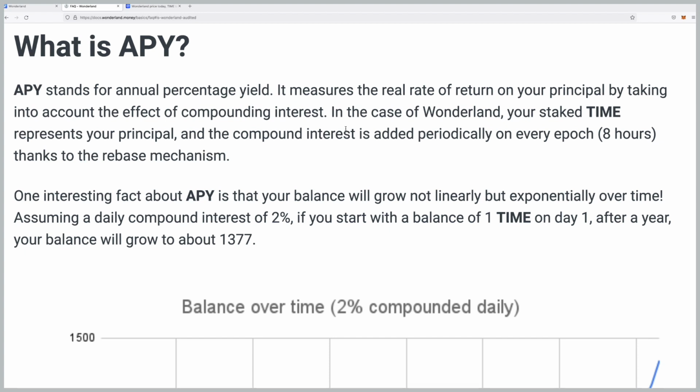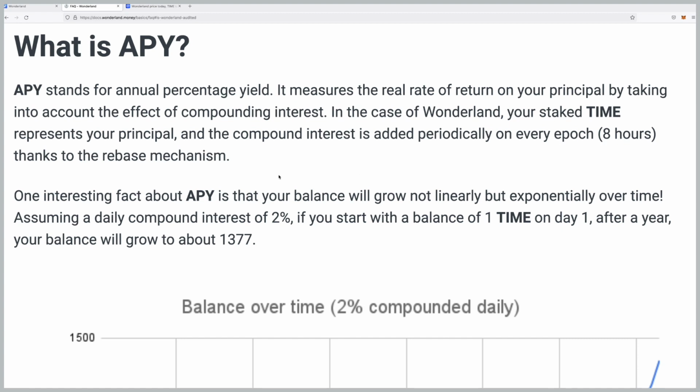One interesting fact about APY is that your balance will grow not linearly but exponentially over time. Assuming a daily compound interest of 2%, if you start with a balance of 1 time on day 1, after a year your balance will grow to about 1377. And this is an old number, because the APY was different. We're going to show that back in the calculator.